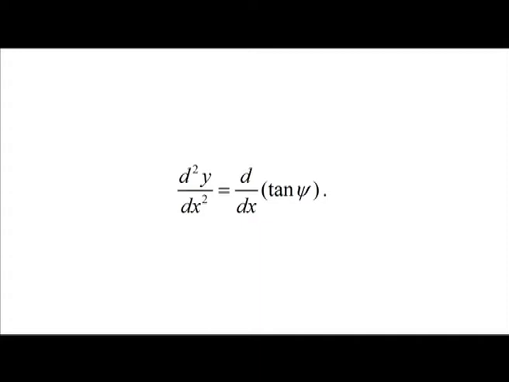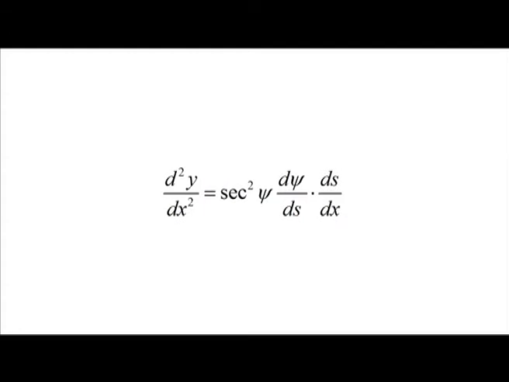Now, we find the second derivative of y with respect to x by differentiating this equation. d square y by dx square is equal to d by dx of tan psi. Now, we apply the chain rule of differentiation to get d square y by dx square is equal to sec square psi times d psi by dx. We may write the above equation in the form d square y by dx square is equal to sec square psi times d psi by ds times ds by dx.